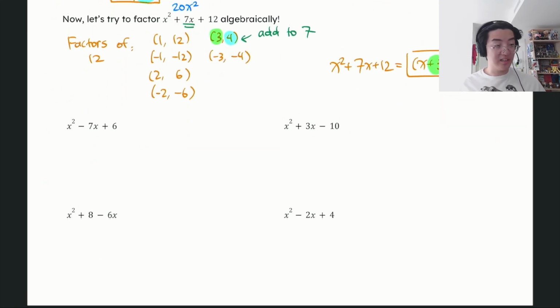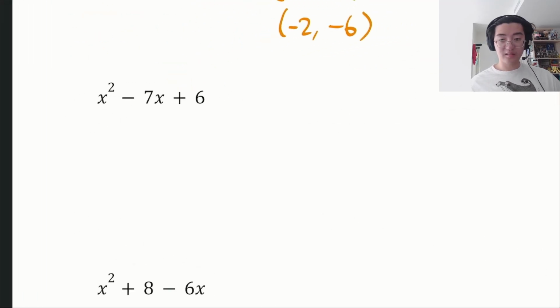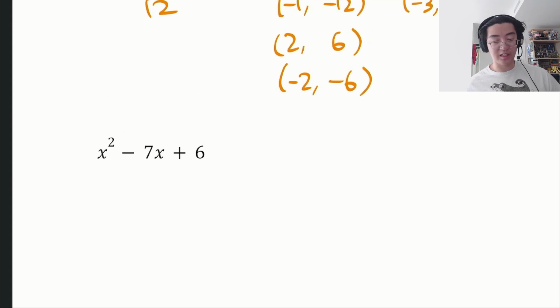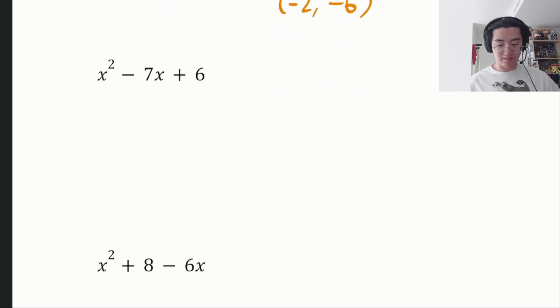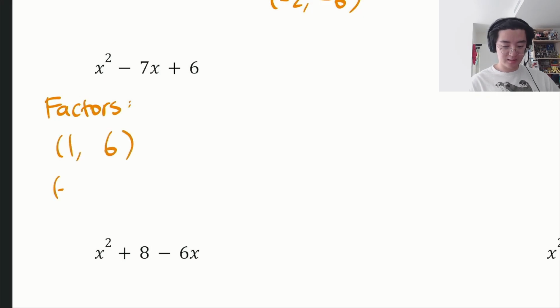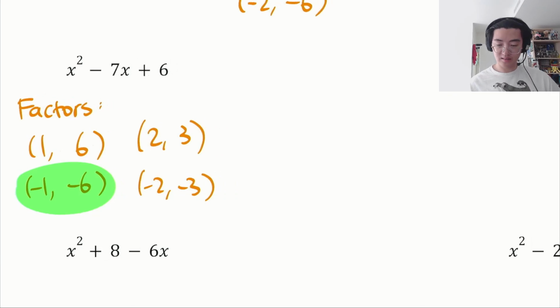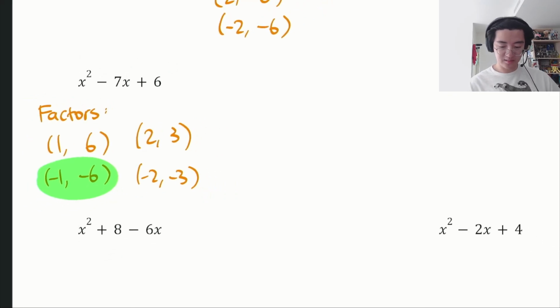So here, let's do some practice. Right, so again, you can use either the algebra or area model. I'm just gonna stick to algebra, but feel free to use whatever you like. I should have left enough space for both methods. So factors, we got 1 and 6, -1, -6, 2 and 3, -2, -3. Right, of course, we got this pair that add up to -7.